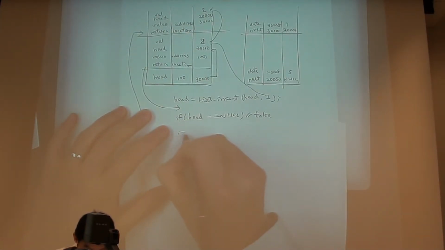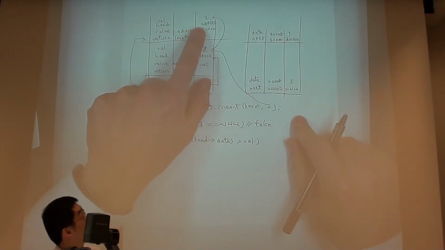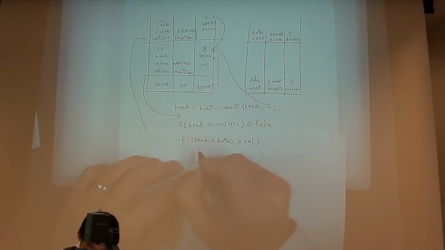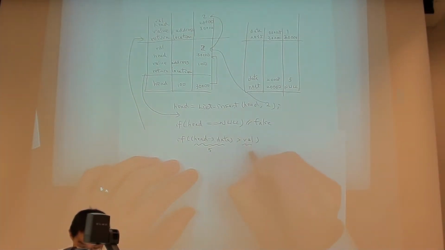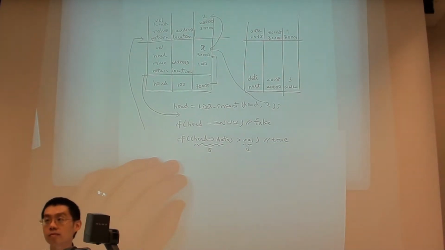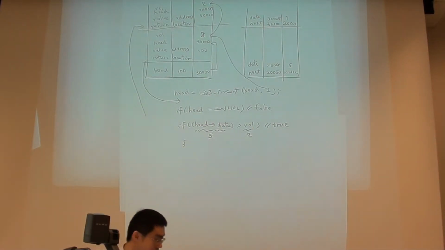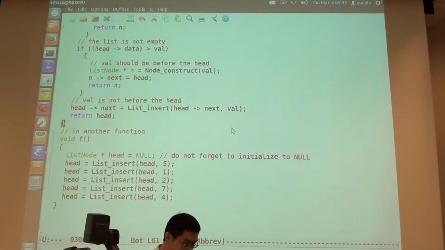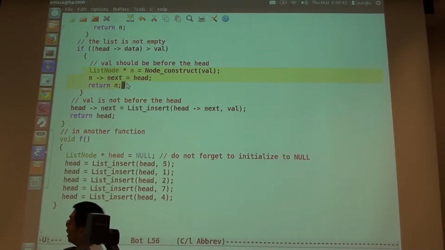So I will say if head data is greater than val. Head is 20,000 now. Head data is 5. So therefore, this is 5. And this is 2. Therefore, this is true. If it is true, I'm going to enter this condition. I'm going to do this. If that is true.